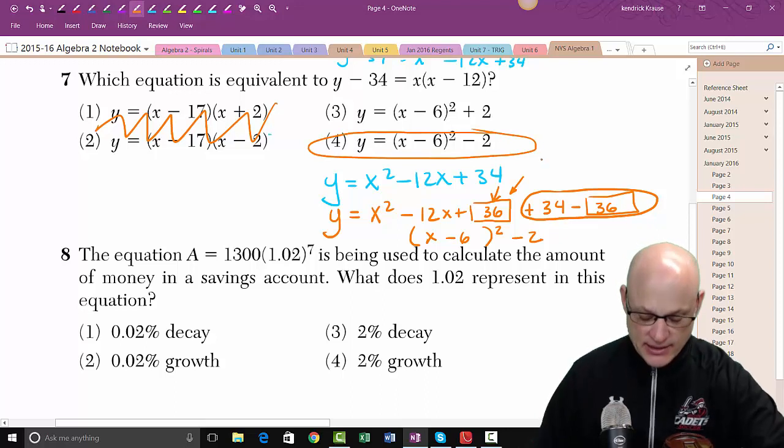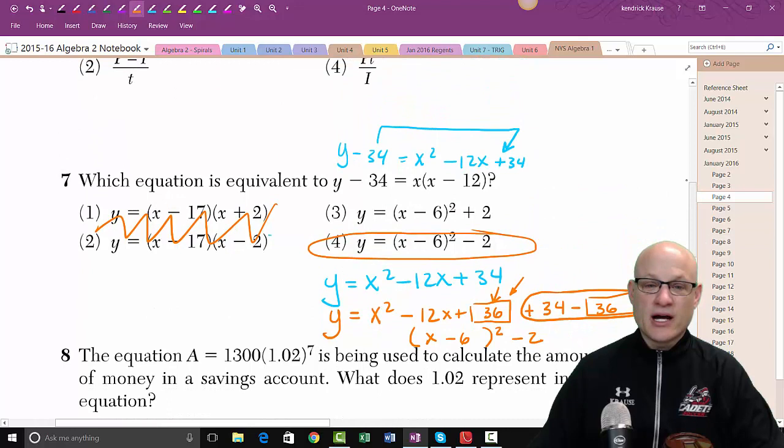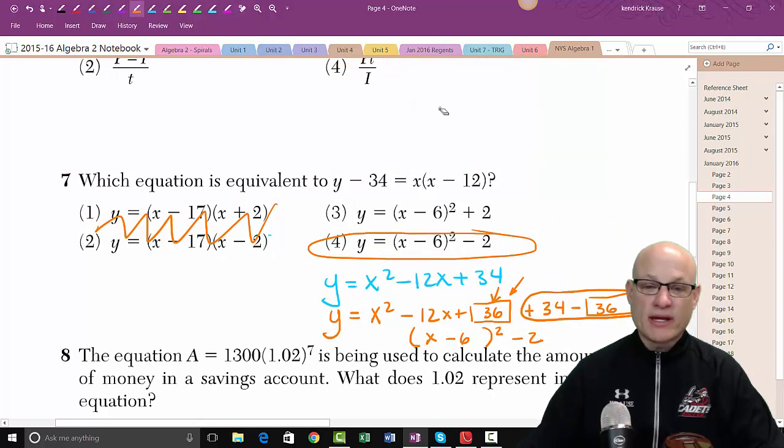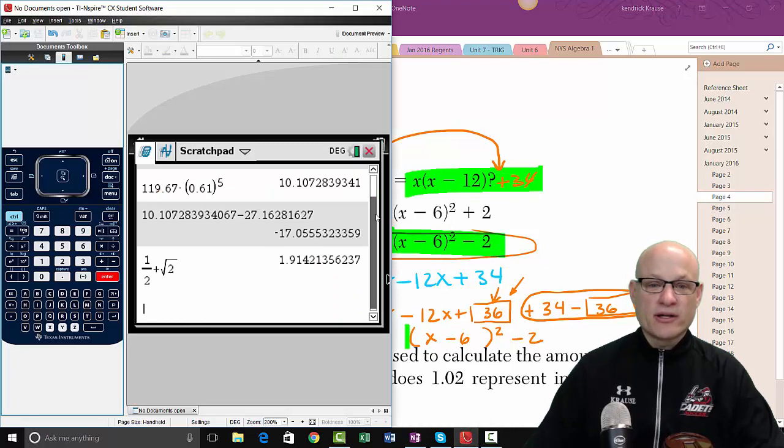Now, I think that's the hard way. So I'm going to go back up to here, and I'm going to go all the way back and make sure I don't make any mistake. And I want to solve for y. So the only thing I'm going to do is bring that 34 over and put it as positive 34 here. So now I've got y equals this thing right here, and I decided that y was equal to this thing. So I'm going to come over to my calculator and check it out.